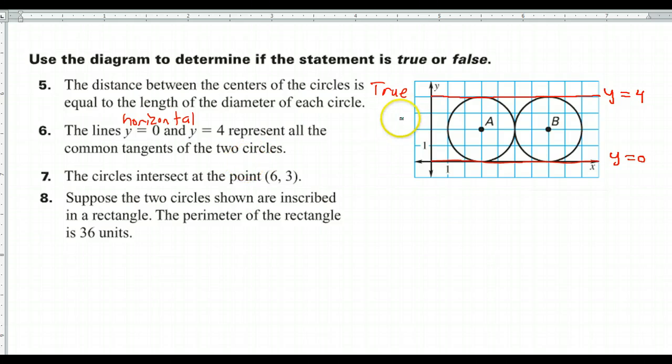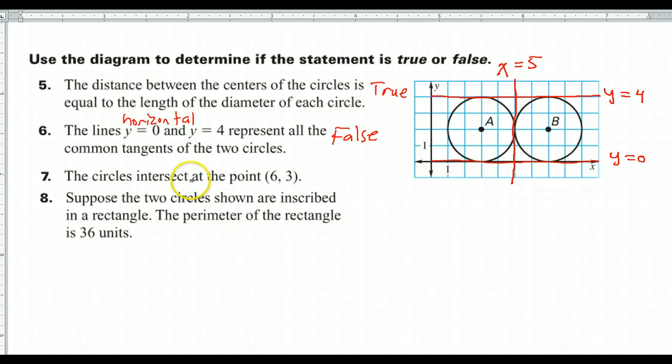Well, that is false because there is another common tangent that goes straight down the middle, something like this. What would be the name of this line, by the way? What's the little equation for it? This would be the line x equals 5. Did I count that right? 1, 2, 3, 4, 5. Yeah, remember, if horizontal lines will be y equals a number, a vertical line will be x equals a number, so x equals 5. So that one was false, excuse me, because we were leaving out x equals 5.